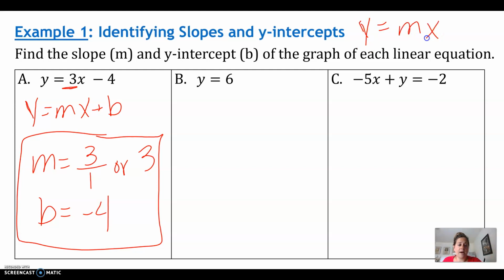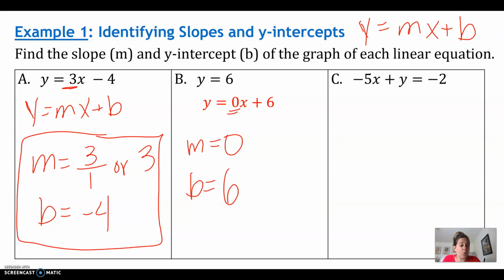Now letter B, we need to make sure that it's in y equals mx plus b form. But I'm pretty sure that something's missing. There is no x. Because there's no x, that means that the number in front of x is 0. So this is your m. And your b, like I told you, is going to be your whole number at the end. So this is what you would give me. m is not 1 because there would be an x. If there's no x, then m is 0.